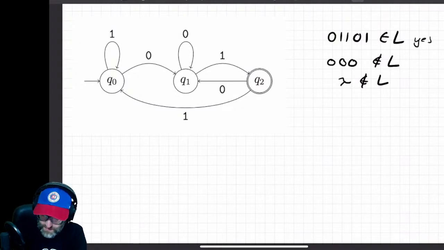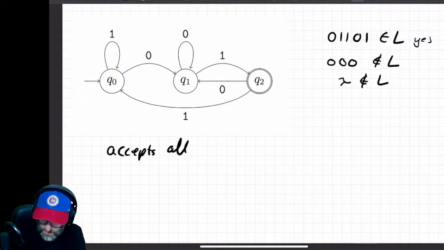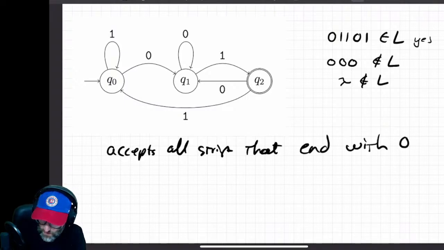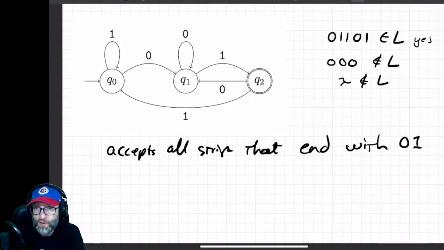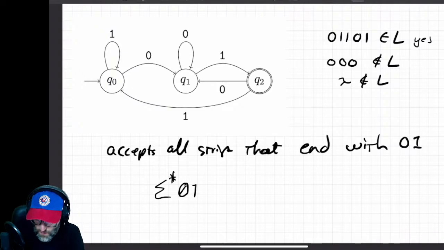Right? This accepts all strings that end with 0, 1. Now, there's another way of expressing that if you're familiar with, again, the Kleene star, or if you're familiar with regular expressions. Then any string, as long as it ends with a 0, 1, this is a regular expression.